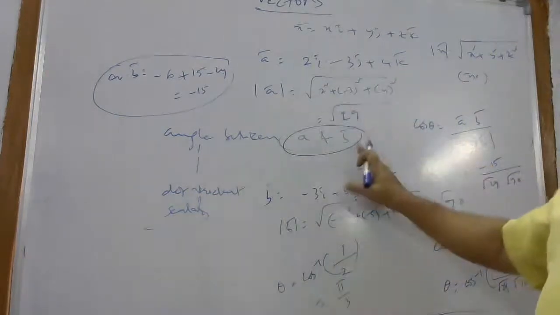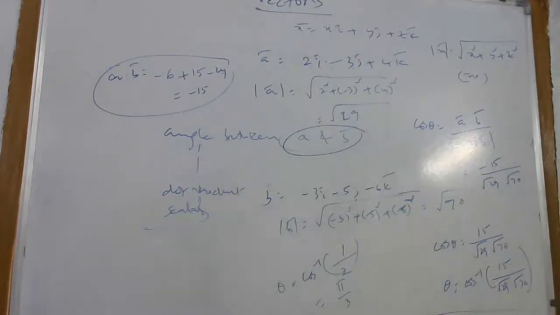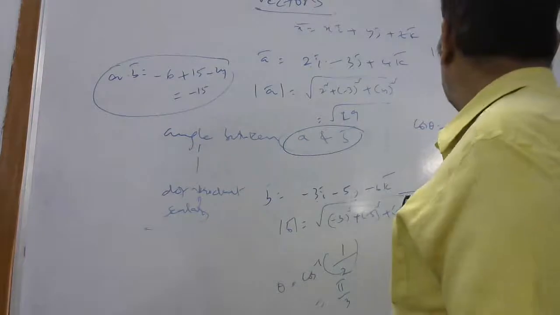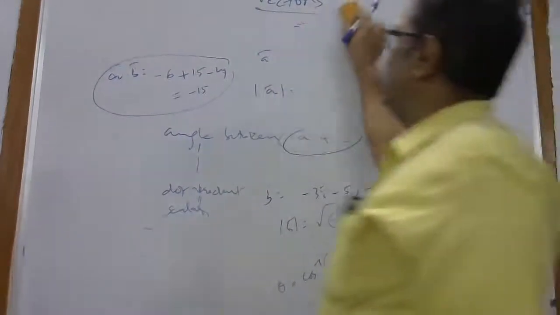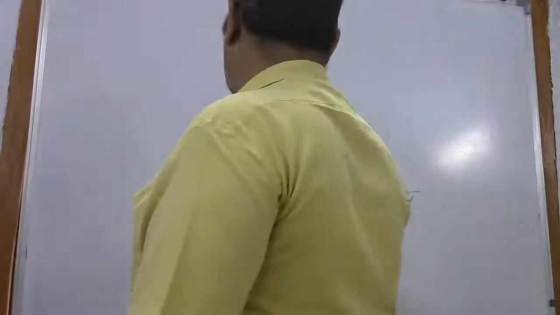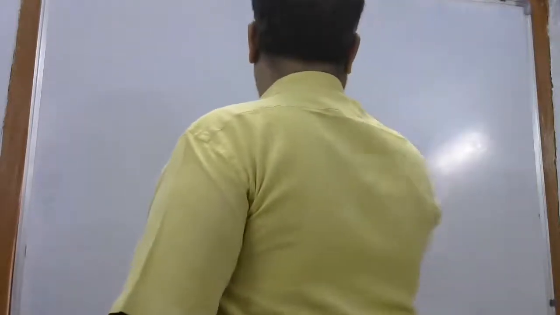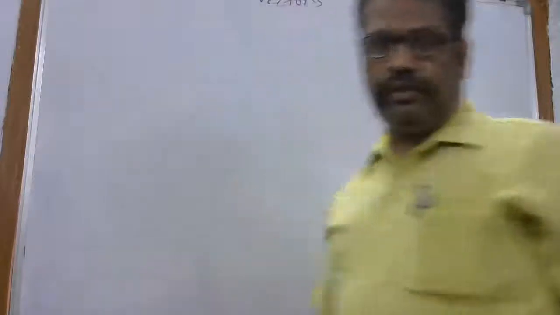When you want to get a number as the product, and you want the angle between them, then it is called the dot product. Clear? Yes, very clear.